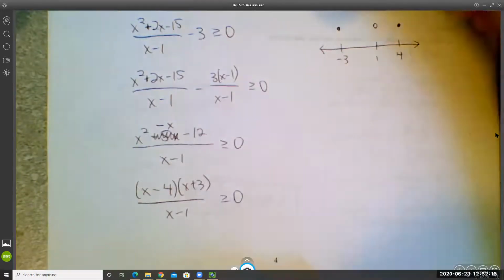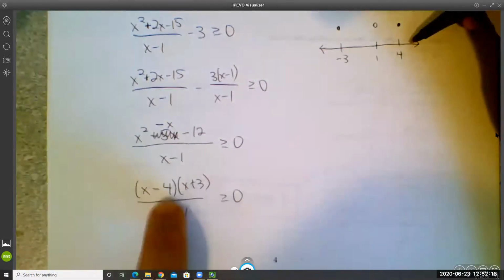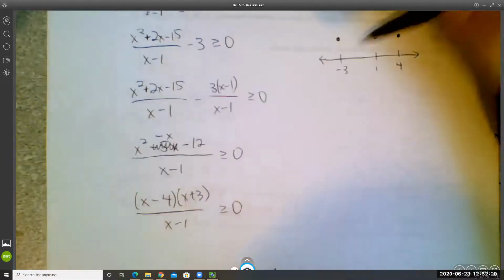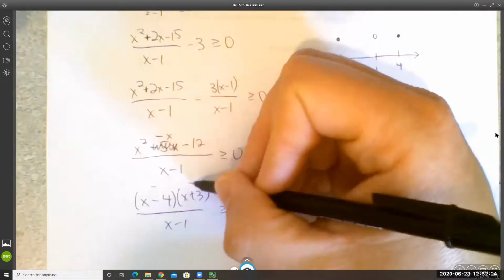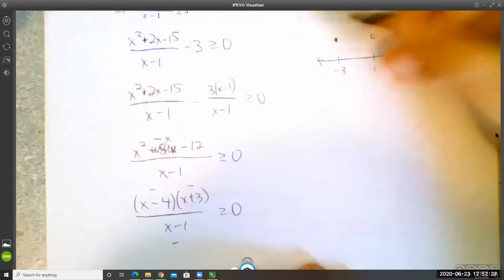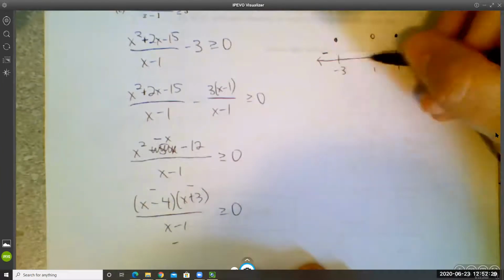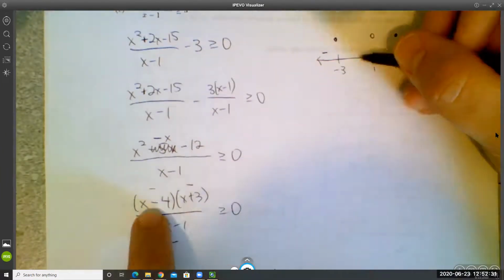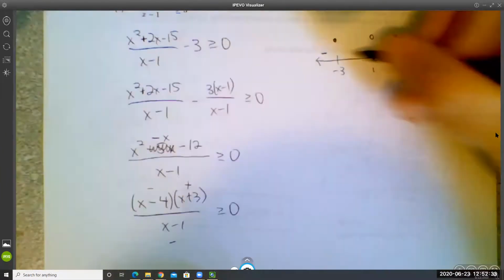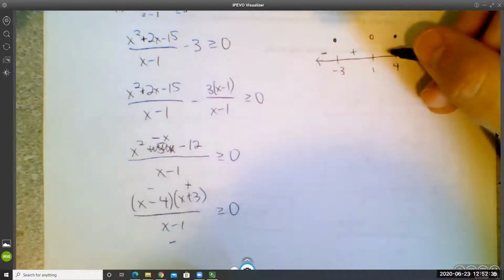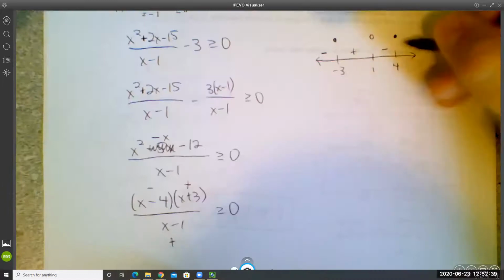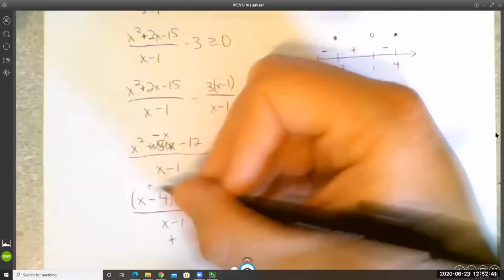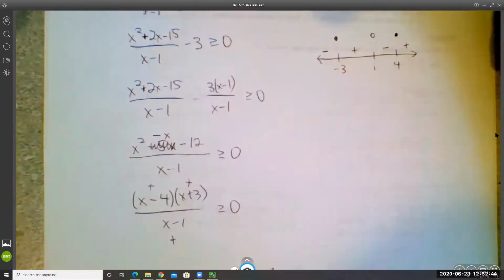Now I'm going to plug in a test point from each region to figure out where the expression is positive and where it's negative. So if I plug in -4, I'm going to get a negative, negative, negative. That makes a negative. If I plug in 0, I'm going to get negative, positive, negative. That makes it positive. If I plug in 2, I'm going to have negative, positive, positive. That makes negative. And if I plug in 5, positive, positive, positive, and that makes it positive.